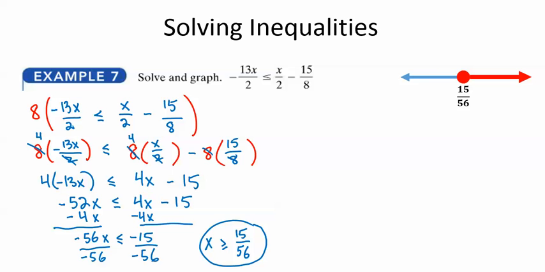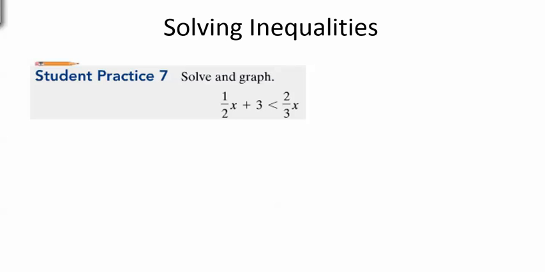We'll go on to another one. You try. We have 1/2 x plus 3 is less than 2/3 x. So if you think you can do this, please pause the video, work through it yourself, check your answers, and come back and compare with what we have here. Just a hint, the common denominator will be 6 in this case, and so begin, and restart the video when you'd like to check your solution.